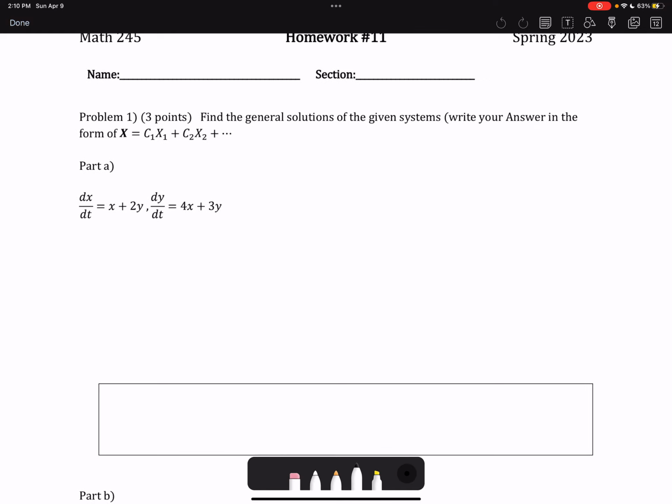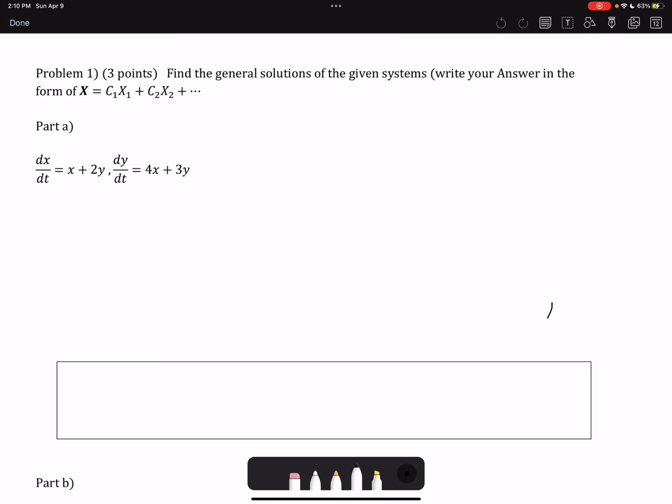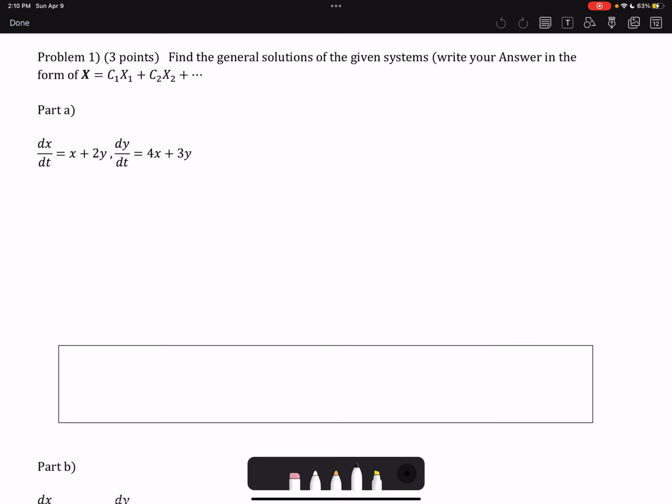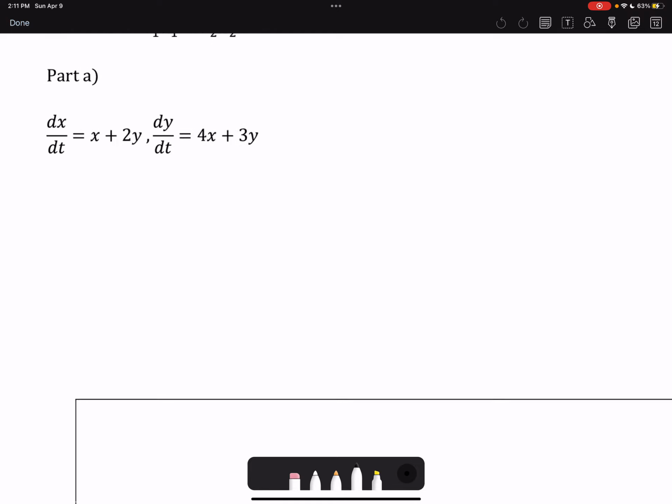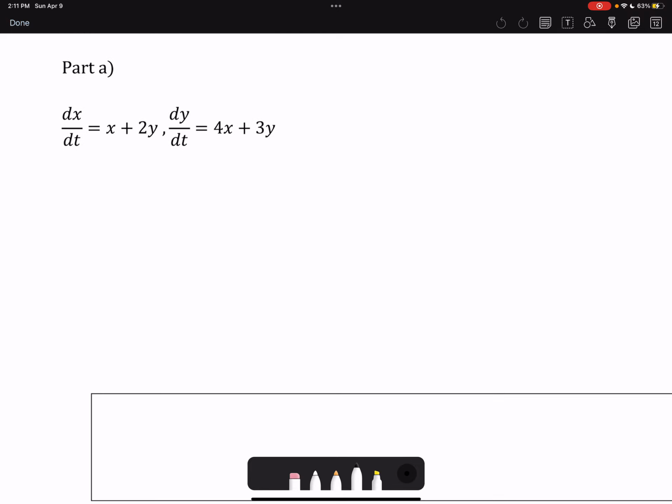Let's do some homework. Let's focus on problem 1. Find the general solutions of the given systems. Write your system in the form x equals c1 x1 plus c2 x2 plus ..., that is, in a linear combination. So let's rewrite this system in matrix form.